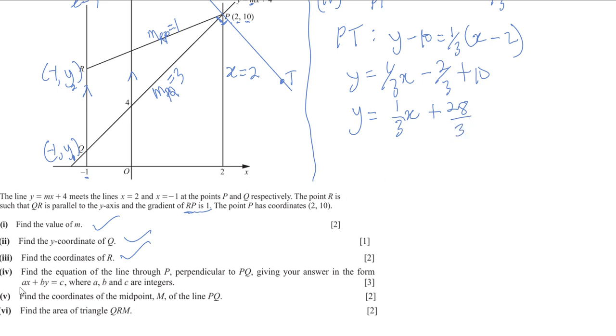Now we have to leave our answer in the form ax plus by equals c. So clear the fraction by multiplying through by 3: 3y equals x plus 28, 3y minus x equals 28. We have gotten our answer in the required form.